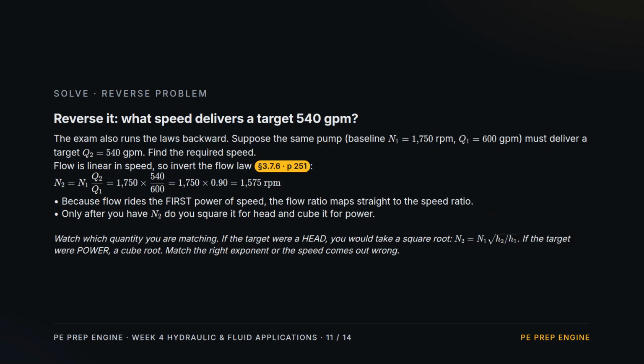The exam also runs the laws backward. Say the same pump must deliver a target 540 GPM. Find the required speed. Flow is linear in speed, so invert the flow law. Baseline speed times the flow ratio gives 1575 RPM. Because flow rides the first power, the flow ratio maps straight to the speed ratio. Only then do you square for head and cube for power. One caution, match the right quantity. Target a head, take a square root. A power, a cube root.